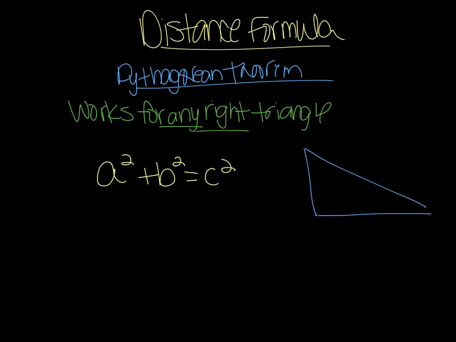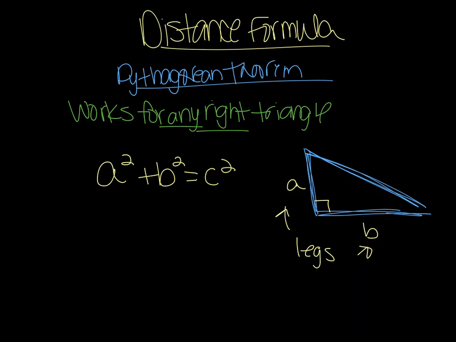Let's get them labeled and talk about the ones that matter and the ones that don't. So we've got these two sides here, and let's label these two sides A and B. That little square in the corner means that that's the right angle. So A and B, like they mentioned in that video, are what we call the legs. The legs of the right triangle are the ones that make up that right angle, right on the sides of the right angle.